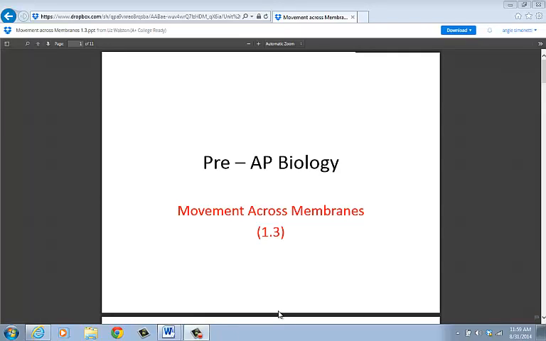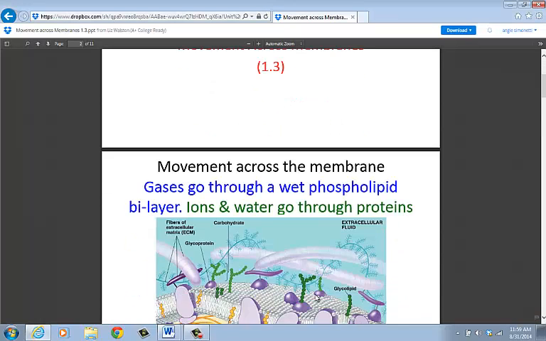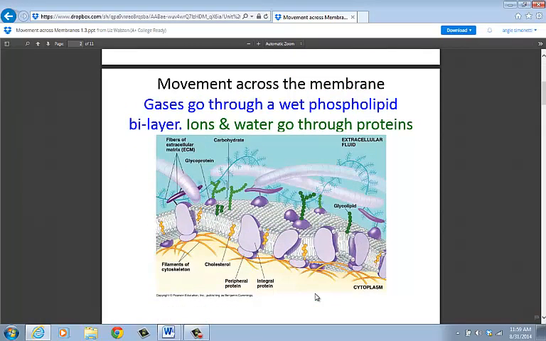Hello, and let's talk about some movement across the membranes. All right, scrolling on down. Here we go. So, movement across the membrane. This is an important point. Gases go through the wet phospholipid bilayer.